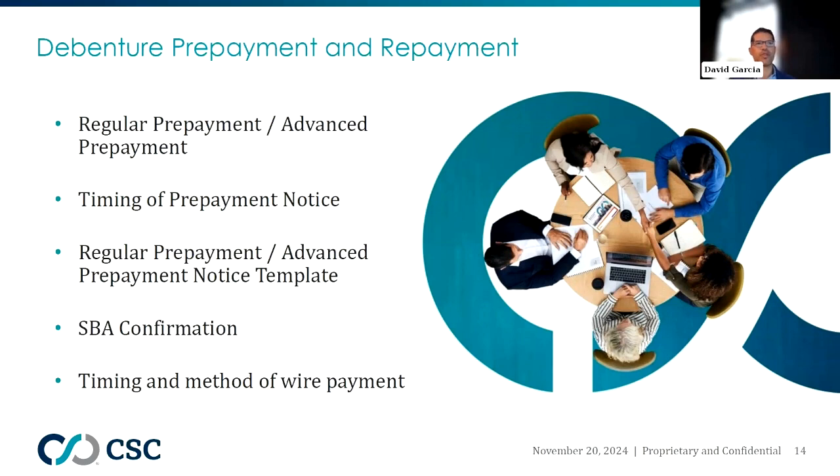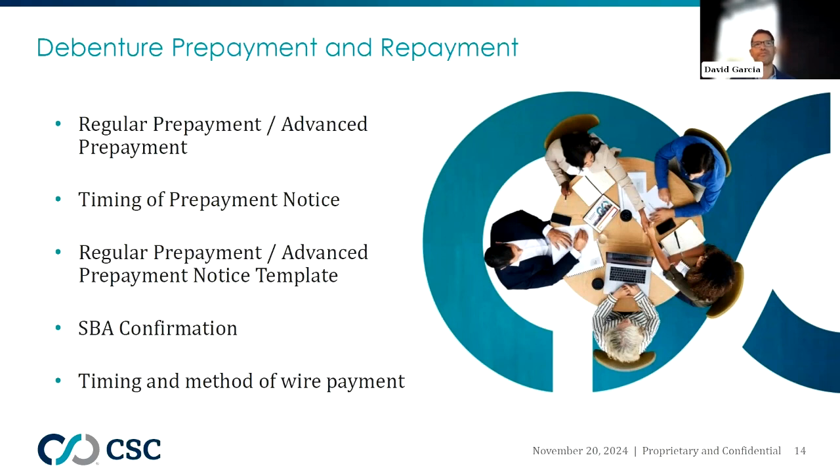The debentures, when you repay them, there are two methods of repayment. There is the regular prepayment, and there's the advanced prepayment. The regular prepayment, that is when you're paying during the March 1st or the September 1st cycles. Those are the timelines on when you pay the interest on these debentures, versus the advanced prepayment when you're paying off during the non-scheduled times.